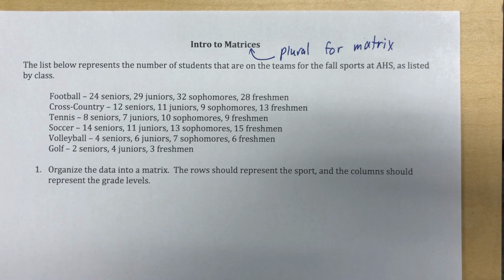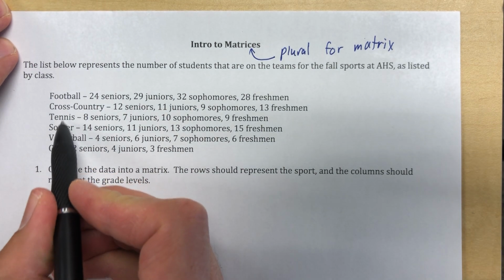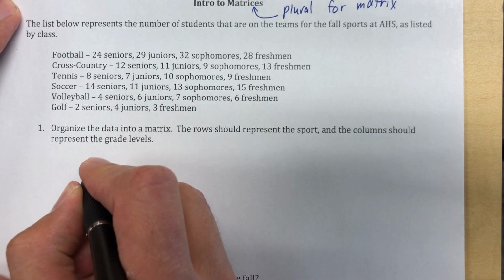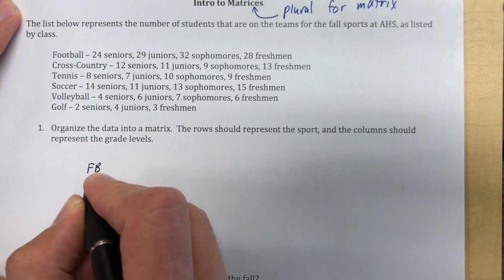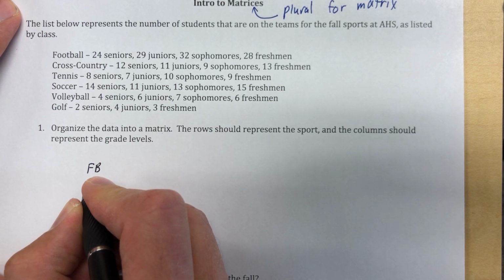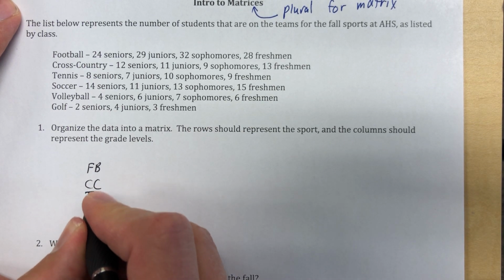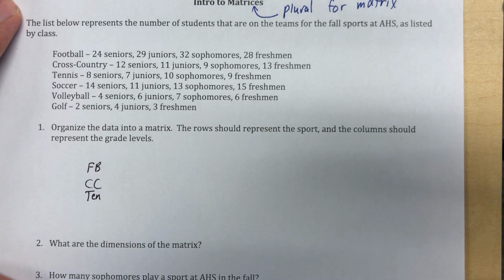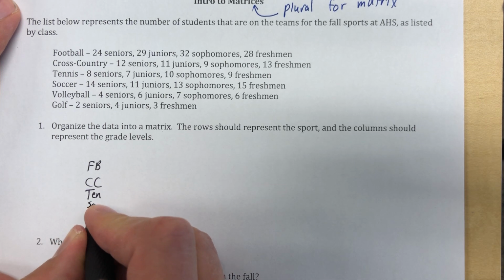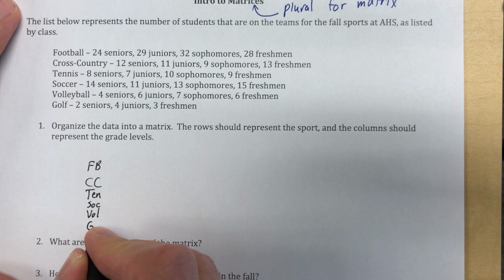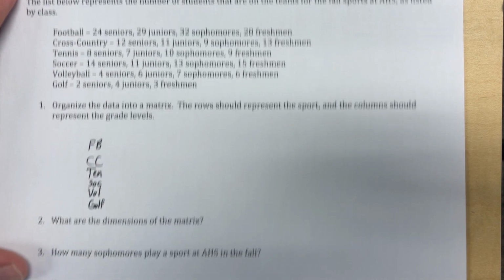So let's do that. What we're going to do first is list all of these. If you want to abbreviate, you can. I'm going to. So football, we're going to have FB. Cross country, put CC if you want. Some people put XC. I'm going to put CC. We're going to have tennis. I'll put TEN. That's going to look like the number 10. Soccer, SOC. Volleyball, VOL. And golf, which I am not going to abbreviate because it's short enough.